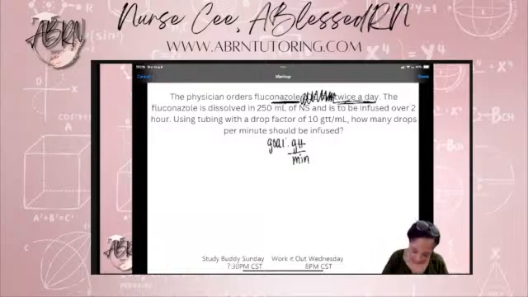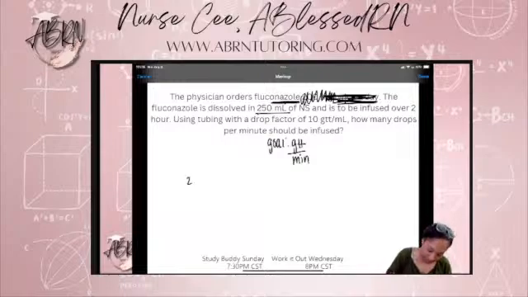No. You see how we're using our goal to look at what information? All right. So how much? Our volume is 250 ml over 2 hours. That's how long we want it to take to infuse. And then your drop factor is 10 drops per milliliter.